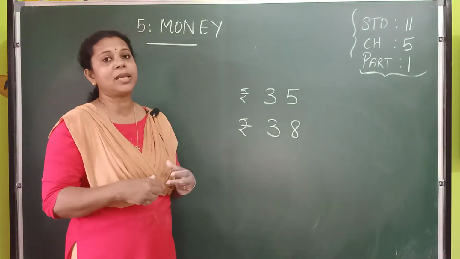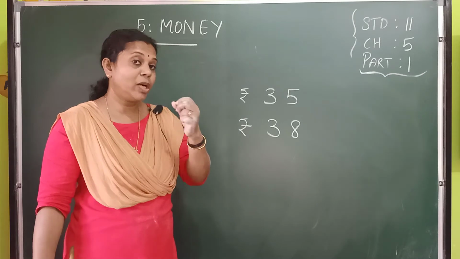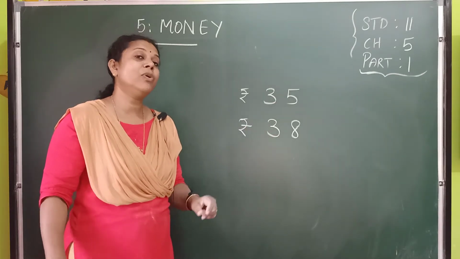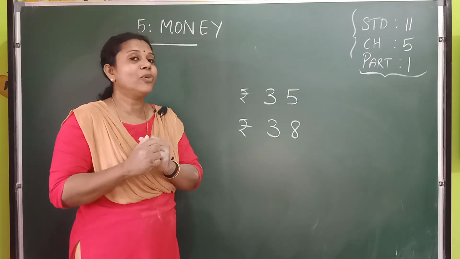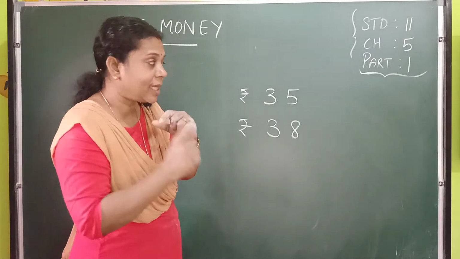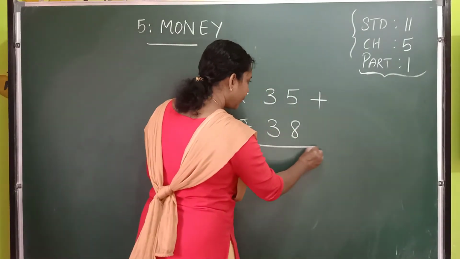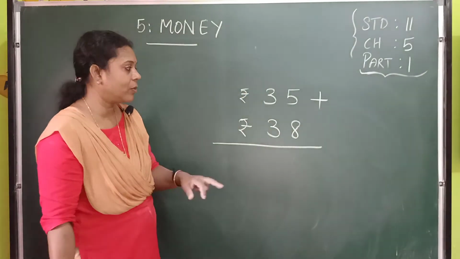How much amount does she have to pay for both together? So what will we do? We have to find the total amount. We have to find the sum. For that we need to add the amount. Let us give a plus. Let us add the amount.